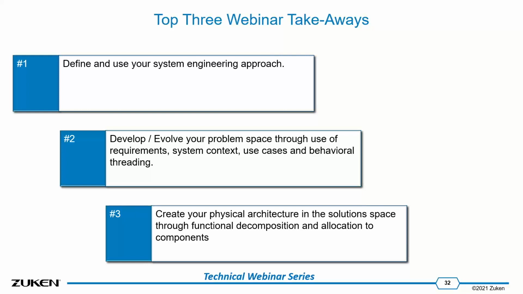Three, create your physical architecture in the solution space through functional decomposition and allocation. Too often we jump directly to that physical. Really work through the behavioral simultaneously. Don't just jump to your physical solution. So those are the three top takeaways I'd like you to walk away with today.